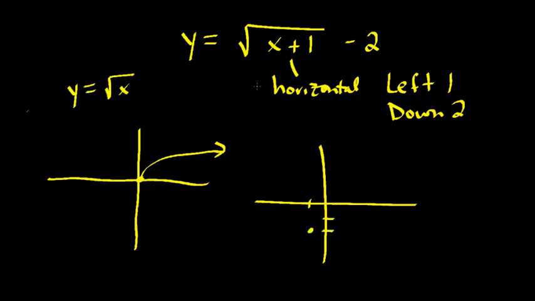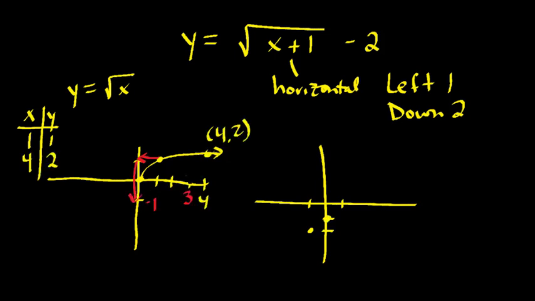Recall that 1, 1 was also another point on this parent function. The point 1, 1 that is also on the square root function will be transformed left 1 and down 2 to the point 0, negative 1. The point 4, 2 on the parent function will get transformed left 1 to the value 3 on the x-axis and down 2. So it'll actually be lying right on the x-axis at 3, 0. So we now have enough points to draw our transformed function.